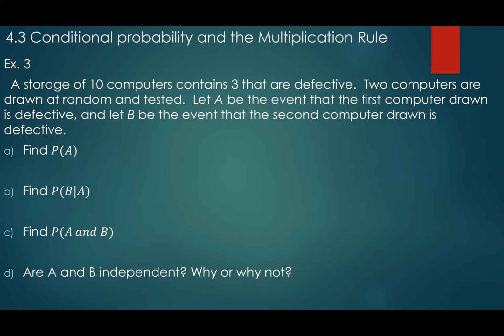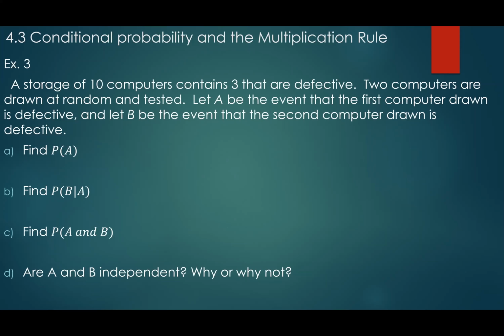So they tell you, let A be the event that the first computer is drawn. You go in the first time and take out 1 computer. And let B be the event that you go in the second time and take out a second computer, and you want to test to see if they are defective. So everybody sees the information they give us. In this storage room there are 10 computers. Out of the 10, 3 are broken. We go one at a time: A, we select the first item, and B, we select the second item.